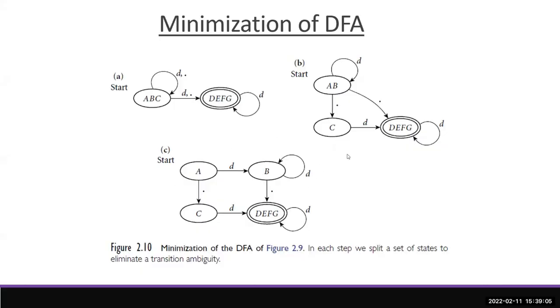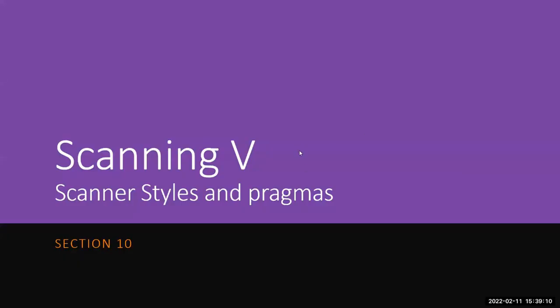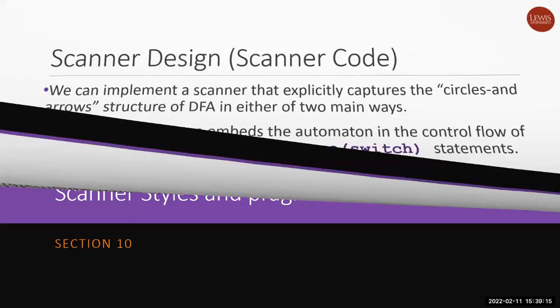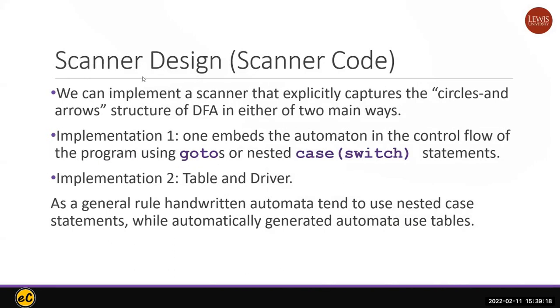So that's your final DFA that you can use to implement your Lexer. Now that we have the DFA, we are going to design the Lexer. To design the Lexer, we have the scanner design. We can implement a scanner that implicitly captures the circle and arrow structure of the DFA in two main ways. One way is using the control flow of the case switch statement, that's the ad hoc implementation, which we already introduced. The second one is using a table-driven approach with a driver.